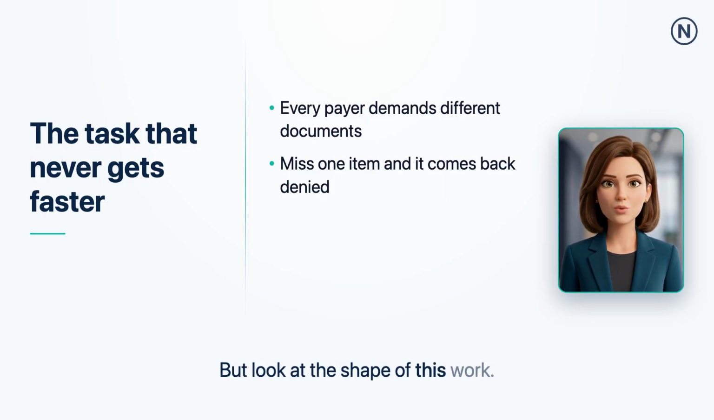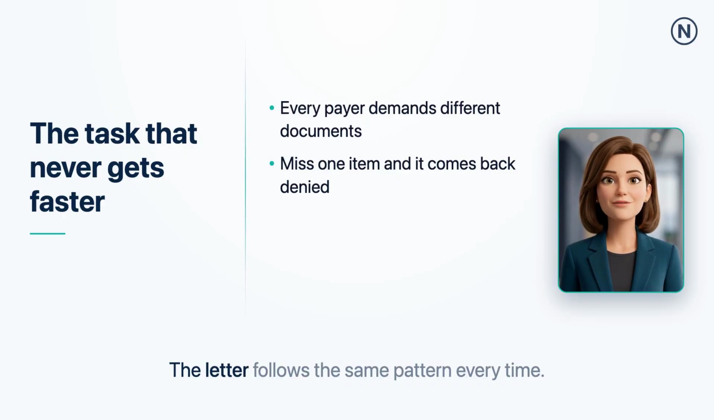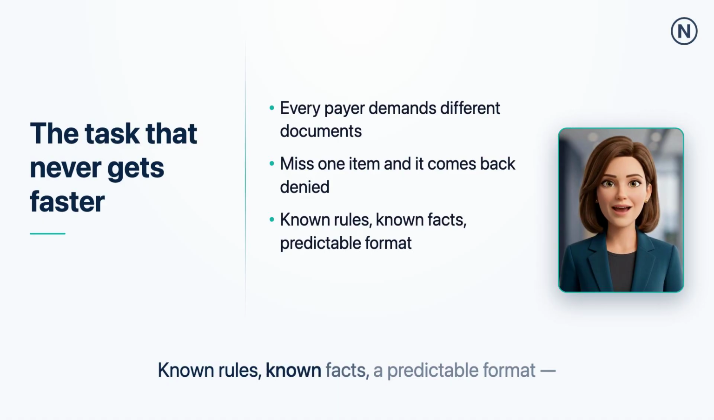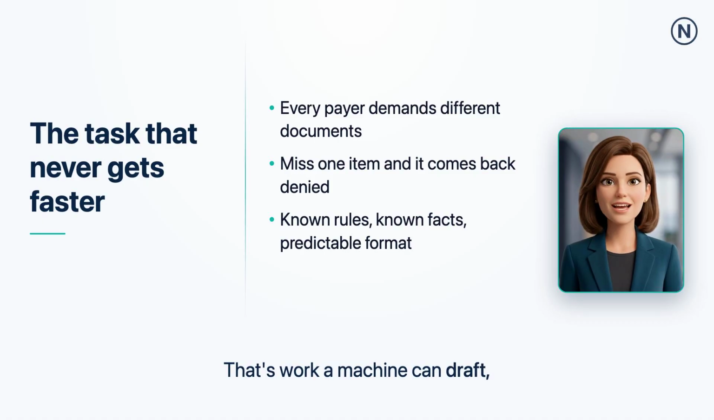But look at the shape of this work. The rules per payer are knowable. The chart already holds the clinical facts. The letter follows the same pattern every time. Known rules, known facts, a predictable format, that's not work that needs a person starting from a blank page for every request. That's work a machine can draft, as long as a person still decides what goes out the door.